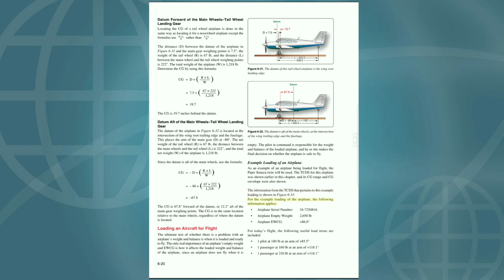For the example loading of the airplane, the following information applies. Airplane serial number 34-7,250,816. Airplane empty weight, 2,650 pounds. Airplane CG, plus 86.8. For today's flight, the following useful load items are included. 1 pilot at 180 pounds at an arm of plus 85.5. 1 passenger at 160 pounds at an arm of plus 118.1. 1 passenger at 210 pounds at an arm of plus 118.1.